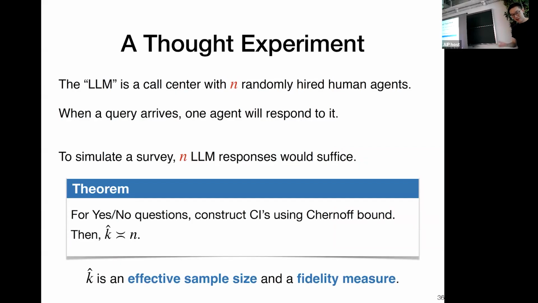So, coming back to our method, we select a k-hat, and you can view this as an effective sample size and also a fidelity measure. For this system, if n is large, that means your language model contains a huge population inside. Then your model has high fidelity. You can represent a huge population. If your language model only contains a few people, then it can be biased. So the k-hat will be small and your model has low fidelity. So you can view the k-hat as a fidelity measure.